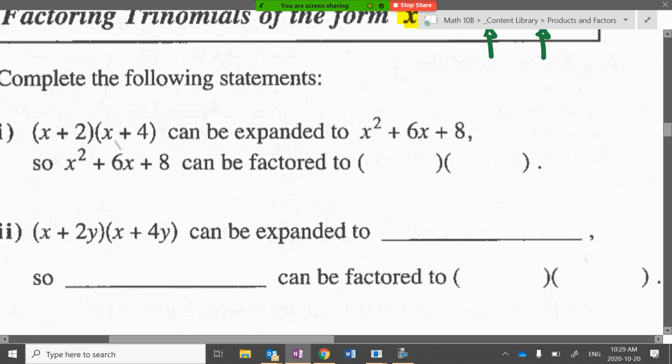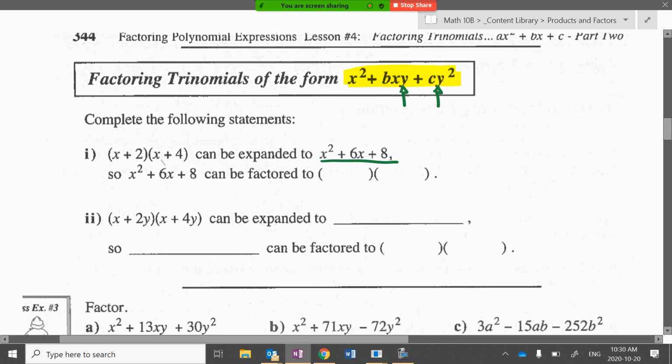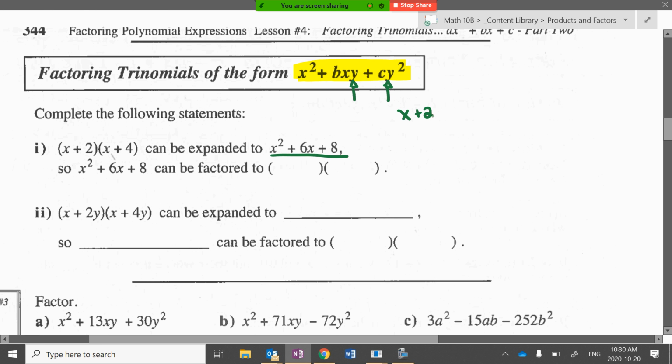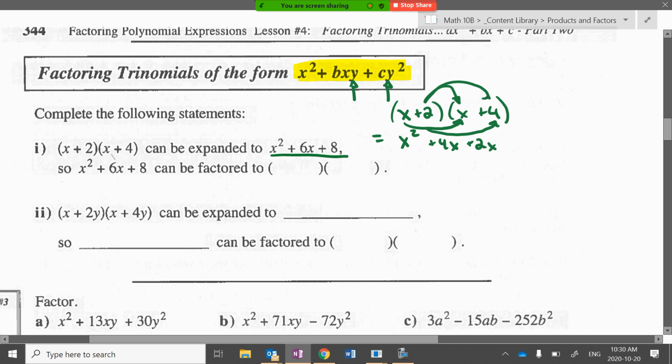So they give us this first question where x plus 2 times x plus 4 is expanded to this. Do you guys agree? If I was to actually write this out, I'm going to write it out to the side. I'm just doing FOIL. This is your check throughout this whole unit. x times x gives us x squared. x times 4 is 4x. 2 times x is 2x. And then my last terms, plus 8. I add up my middle two to give me 6, plus 8. Okay, so that's where those factors came from.